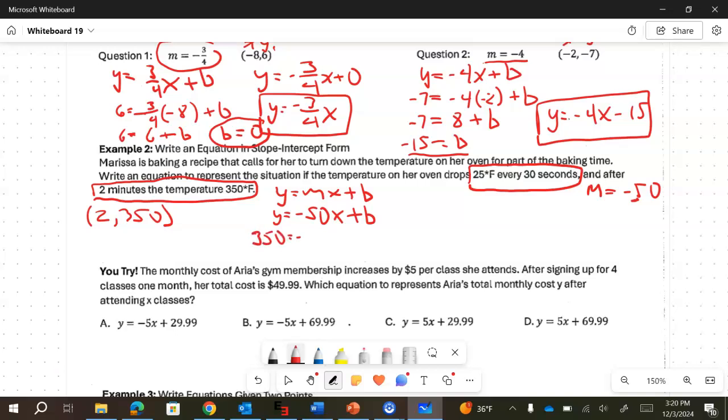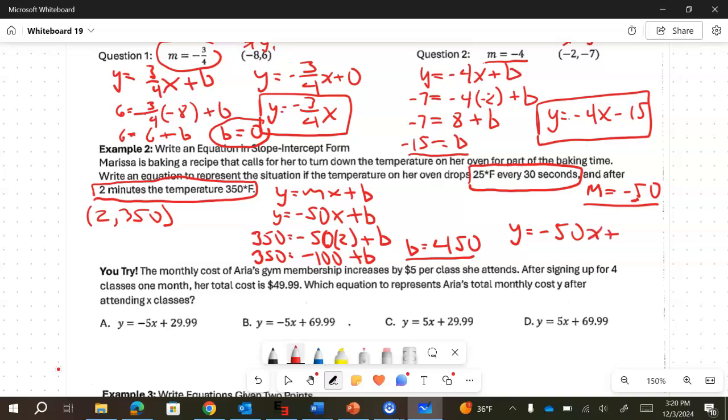350 = -50 times 2 + b, or 350 = -100 + b. So I would solve that by adding 100 to both sides. That tells me b = 450. Now I have everything I need. There's my m, there's my b, there's my slope, there's my y-intercept. Here's my equation. y = -50x + 450.